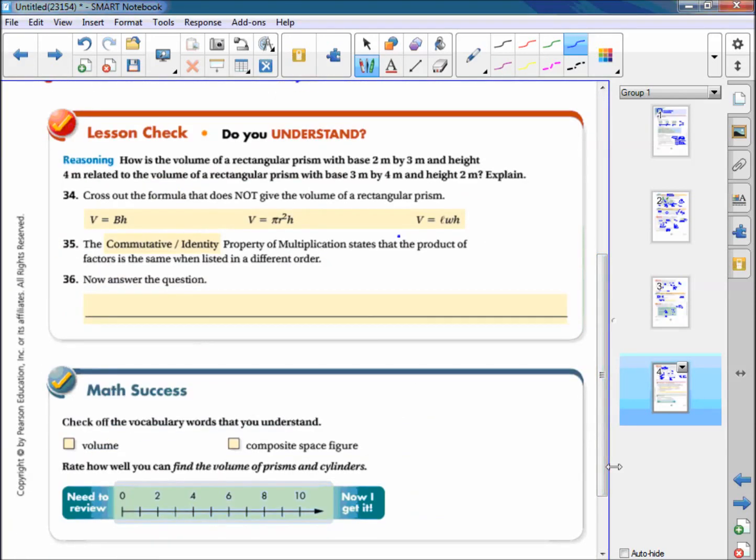All right, our lesson check. As always, pause the video, try your lesson check yourself, and then come back and go over it. Okay, and look for mistakes. All right, so our lesson check, welcome back.